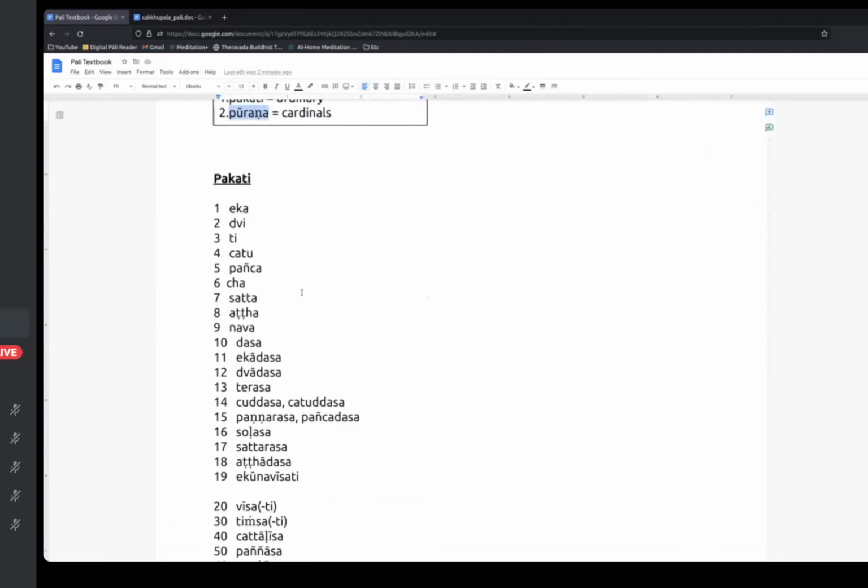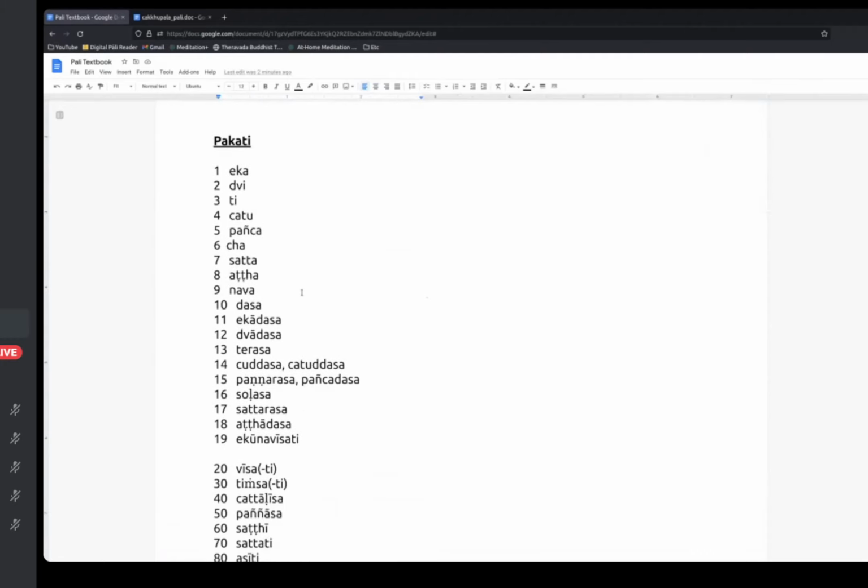I'm not quite sure why that's the name. It's just how the word is used in that language, in Pali, I guess. Okay, so Bhakati, these are the words for them. Most of these ones up to 10, you just have to memorize them. There's nothing special about any of them.